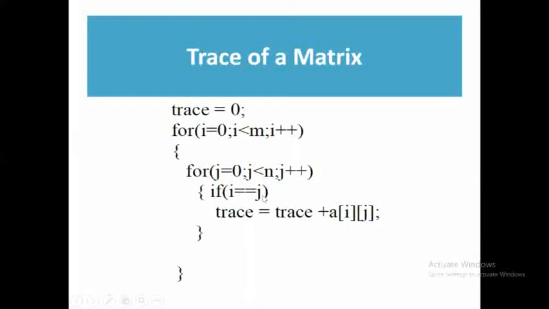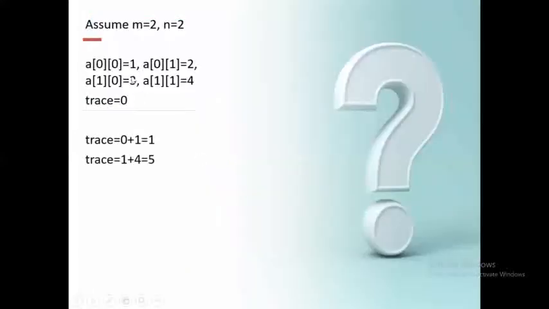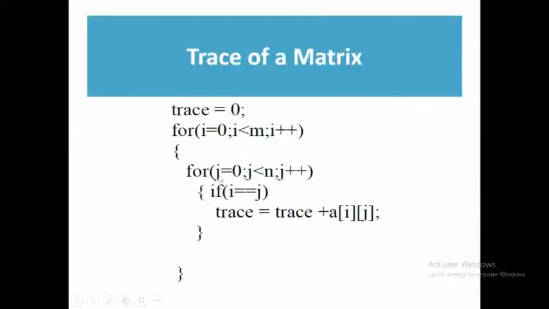If i is equal to j, that is what? 0 is equal to 0, trace is assigned trace value plus a of ij. The trace value is what? 0, plus a of ij. A of ij value is what? A of 0 0. 0 plus a of 0 0 value is what? A of 0 0 value is 1. 0 plus 1 is equal to 1. Now control goes to where? This one, j. Now j is incremented by 1. 1 less than 2, condition is true, but 1 is not matching with what? That is 0. 0 is not equal to 1, condition false, right?